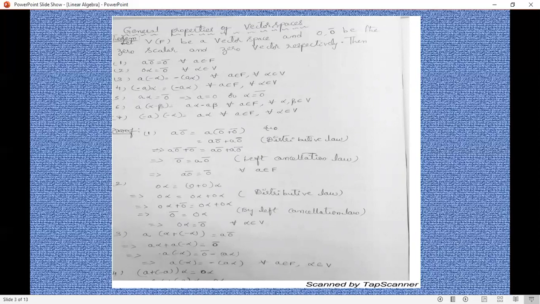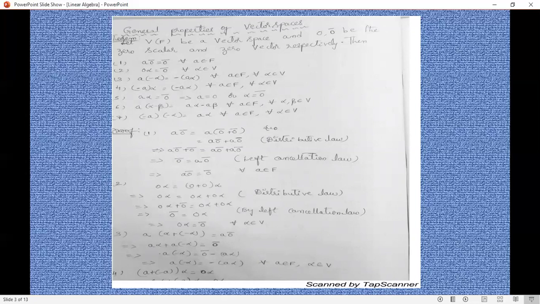Let V(F) be a vector space. We are given that V(F) is a vector space, 0 is the zero scalar and 0 bar is the zero vector. That means 0 belongs to F and 0 bar belongs to V. Now we prove that a·0 bar = 0 bar. Consider the LHS. a·0 bar = a·(0 bar plus 0 bar), since 0 bar is the identity element or zero vector in V. Therefore, when we add 0 bar, we get only a single term.